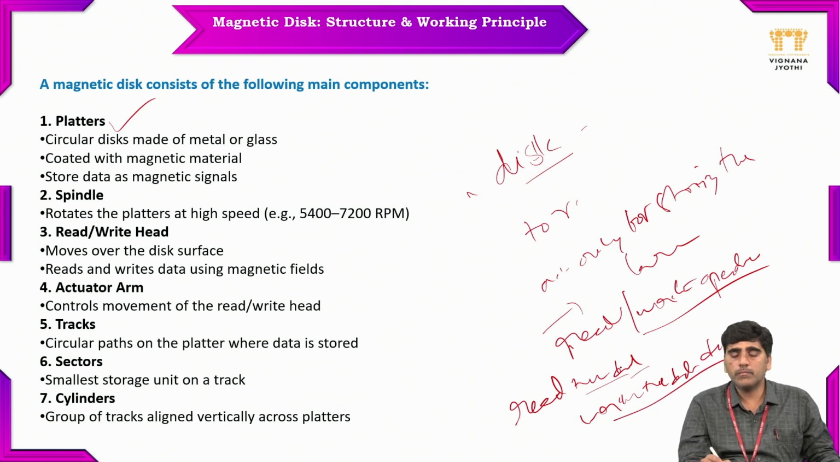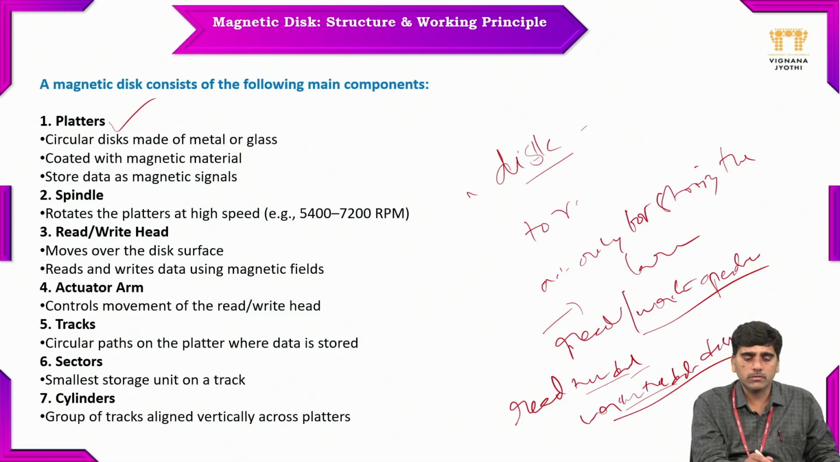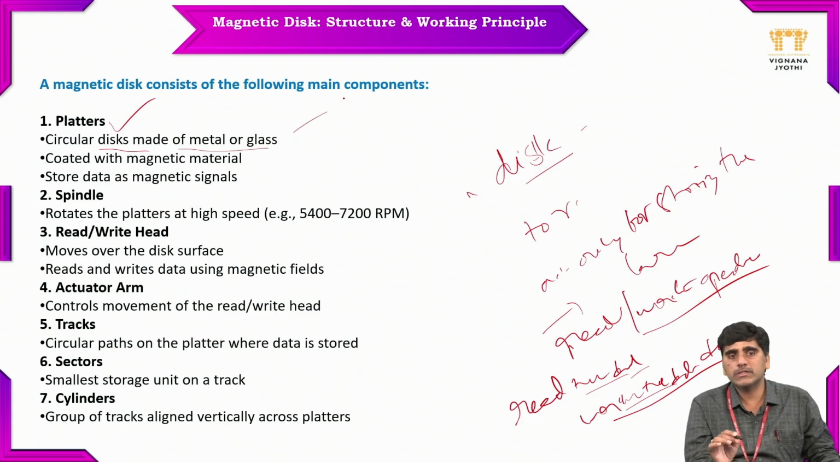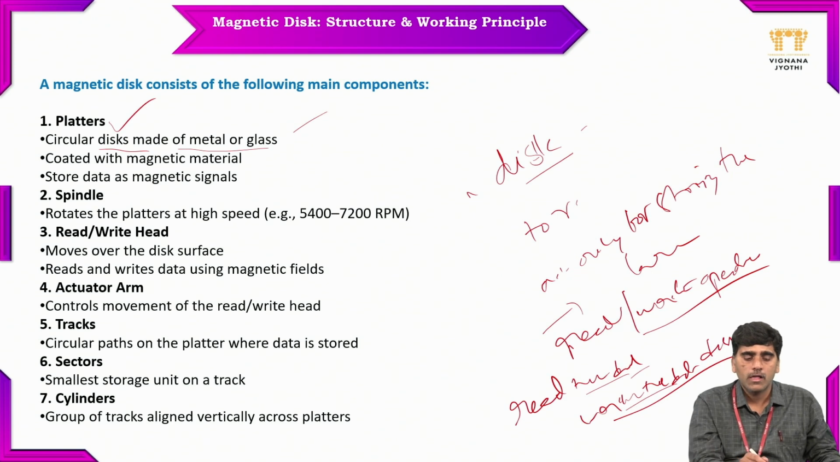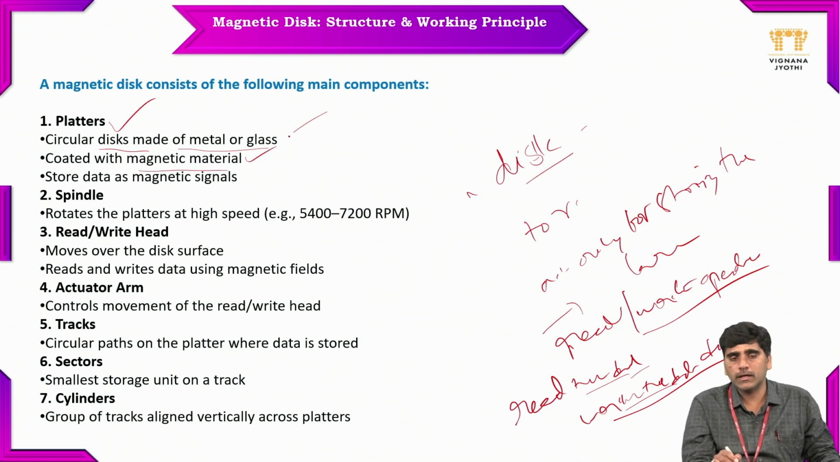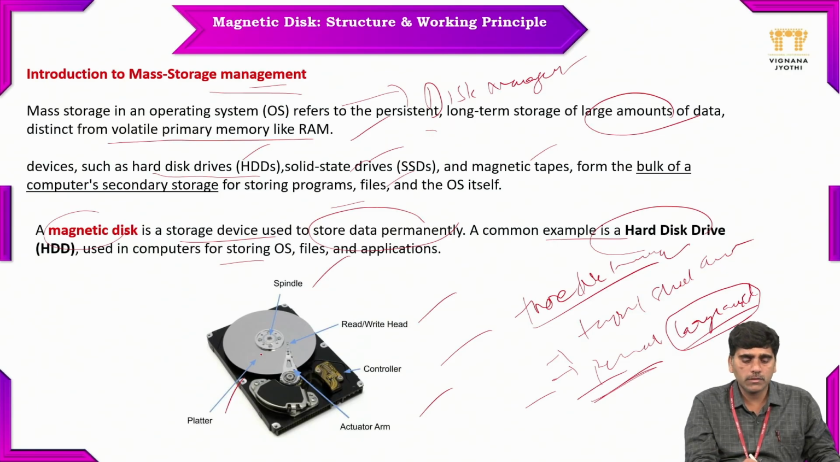So how are you going to perform the read operation, and how are you going to perform the write operation? All this comes with the help of these main components: platters, spindle, read or write head, actuator arm, tracks, sectors and cylinders. So what are the platters? The platters are circular discs made up of metal or glass, coated with a magnetic material.